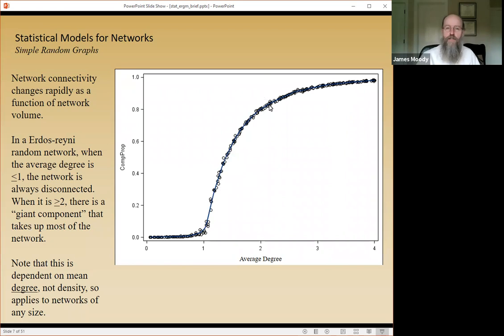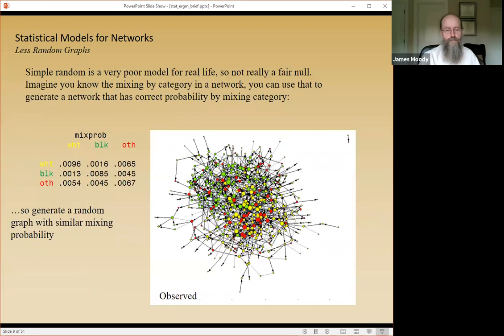But the random simulation for each of those fits this curve perfectly. And so if I wanted to look at what a random graph with an average degree of 2 is, I guarantee you it's going to have 80% of the nodes in the largest connected component. So really simple things about the structure of the graph, it turns out, are constrained by something as simple as the number of ties per node.